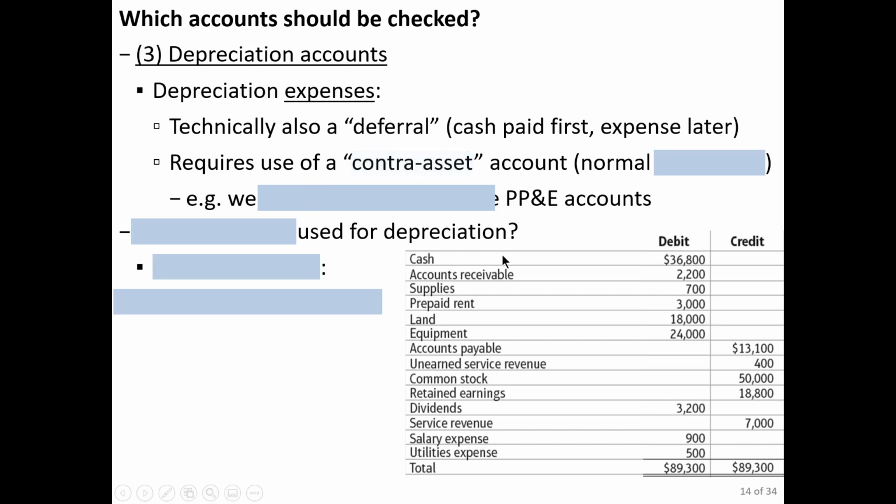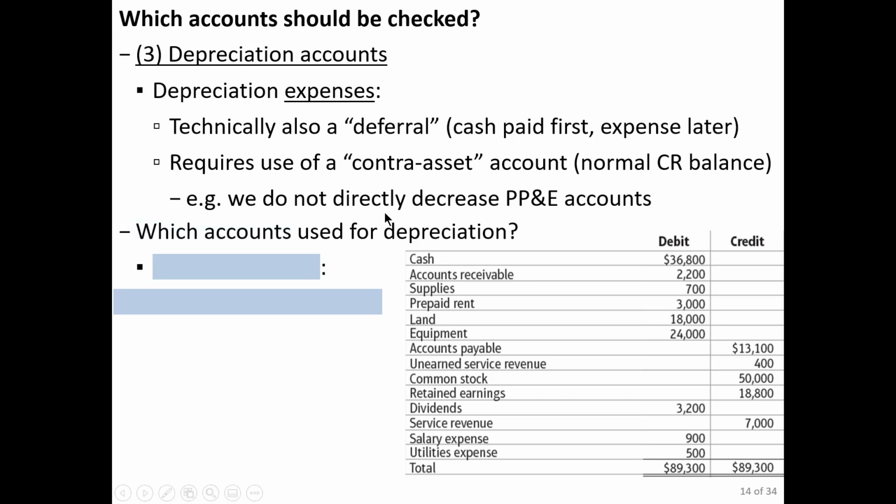This requires the use of what's called a contra asset account, which has a normal credit balance. We do not directly decrease our property, plant, and equipment accounts. We want to set up a separate contra account to show all the theoretical wear and tear on these assets.